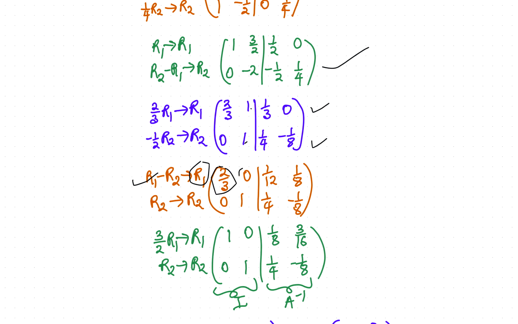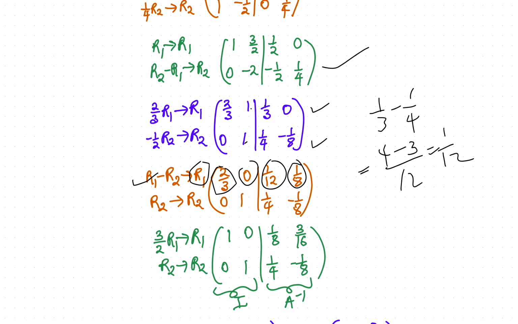Then 1 over 3 minus 1 over 4. LCM is 12. 3 in 12, 4, minus 4 in 3, 4 in 12, 3. That's 1 over 12. That's why you have this 1 over 12. Then 0 minus 1 over 8, that will be 0 plus 1 over 8, which is 1 over 8. So we have that row.